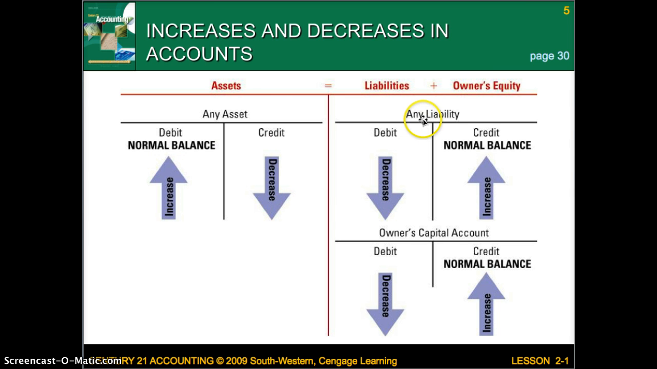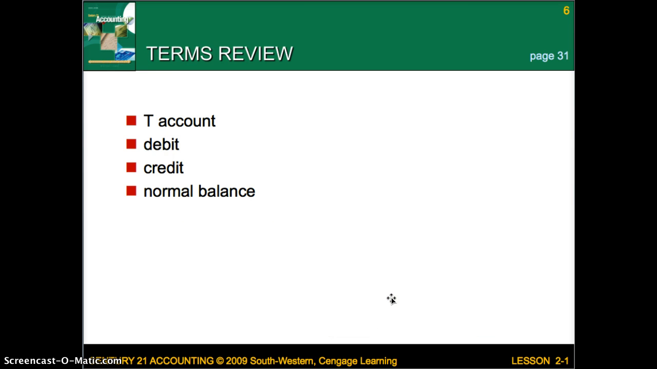Okay? Any liability, debit, credit, debit's always on the left, credit's always on the right. Normal balance is on the outside, which is the credit side of a liability account. Normal balance means to increase, so your other side decreases. Okay? Owner's capital, debit's on the left, credit's on the right. Normal balance is on the credit side, which means that your credit will increase and a debit will decrease.